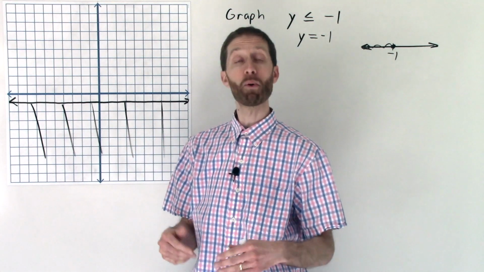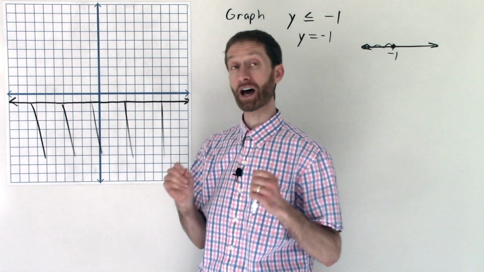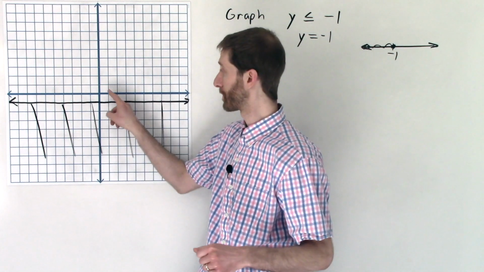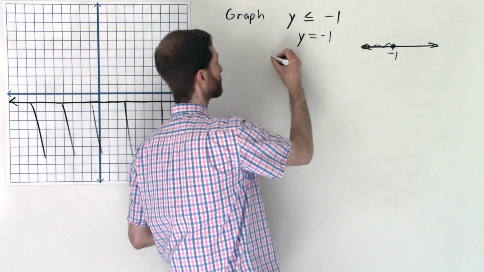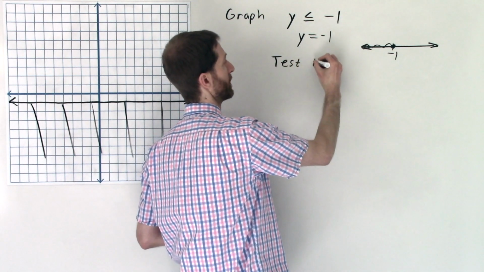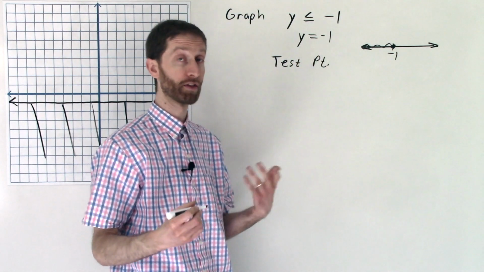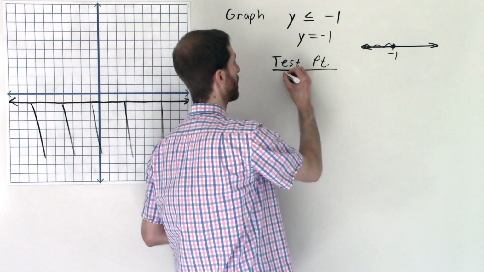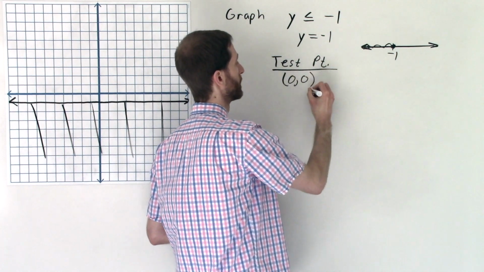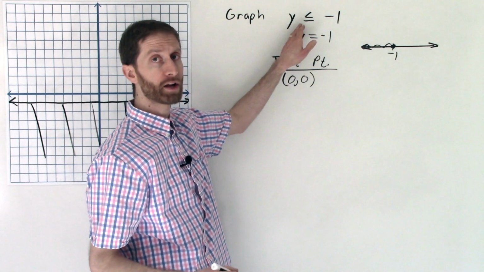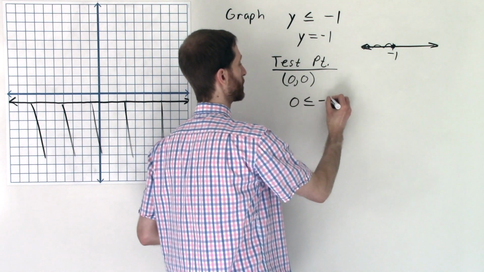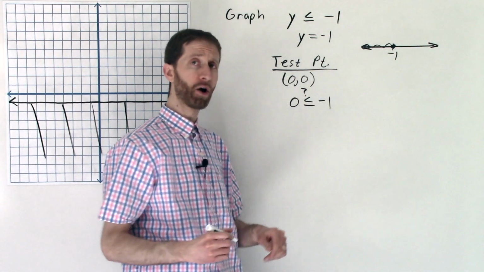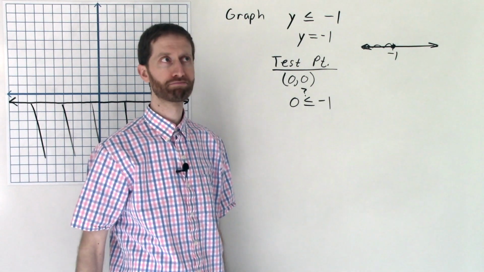If you are a test pointer, a great test point, if it's not on the boundary, is 0, 0. Let's use it. So you could also do that test point, and it doesn't always have to be 0, 0. It can be any point as long as it's not on the line itself. So our test point of 0, 0, there is no x value in our inequality, just y. So we'll input y is 0 is less than or equal to -1. Is 0 less than or equal to -1?